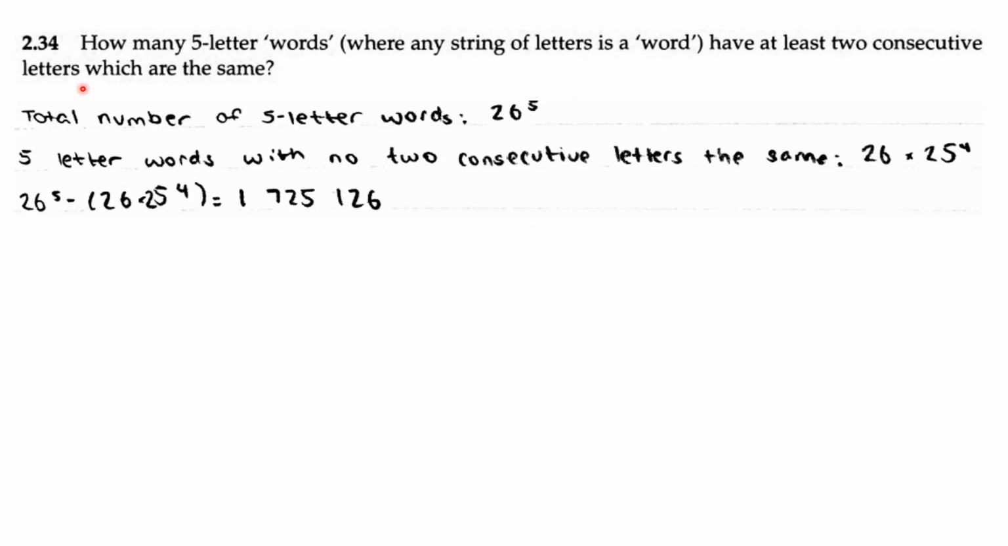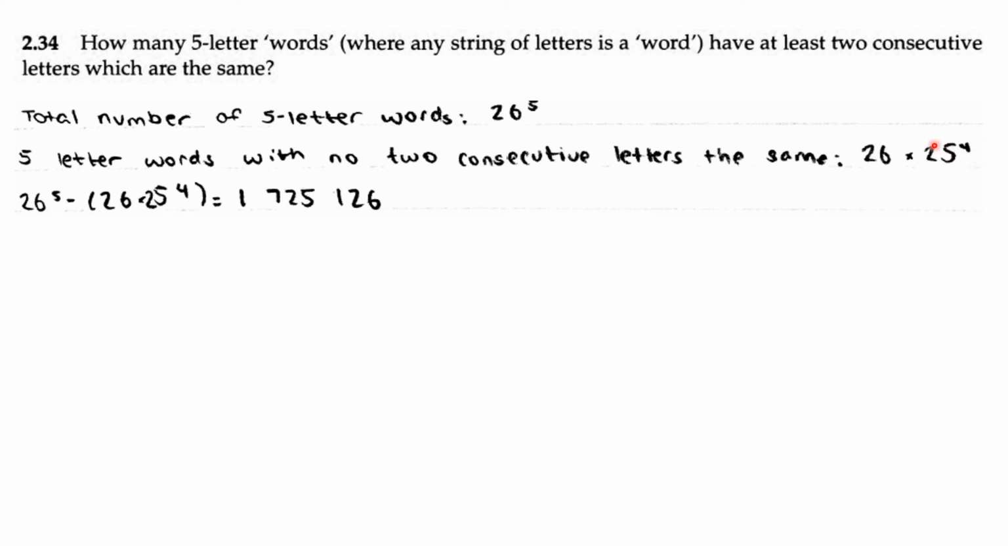AOPS counting and probability 2.34. How many 5-letter words, where any string of letters is a word, have at least 2 consecutive letters which are the same? So the total number of 5-letter words is 26 to the power of 5. And it's easier to calculate the 5-letter words with no 2 consecutive letters the same, so that's 26 times 25 to the power of 4.